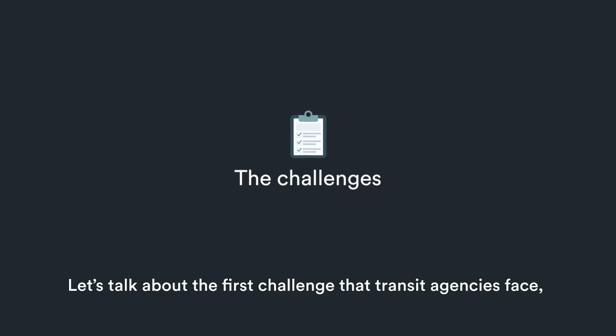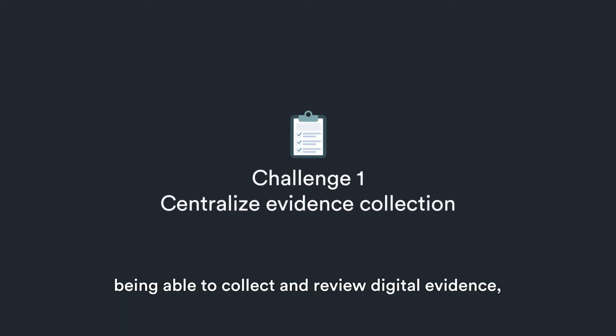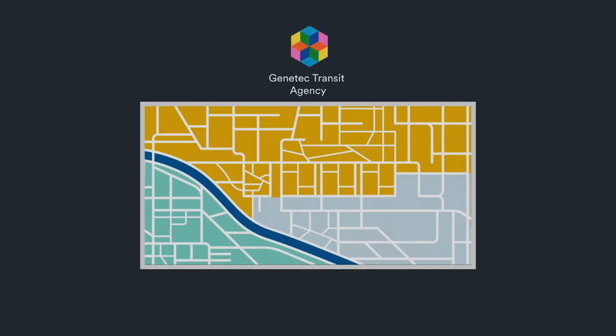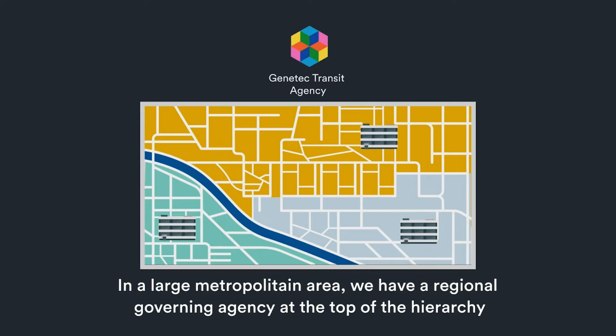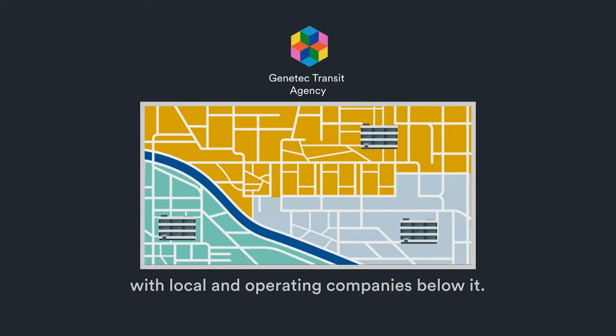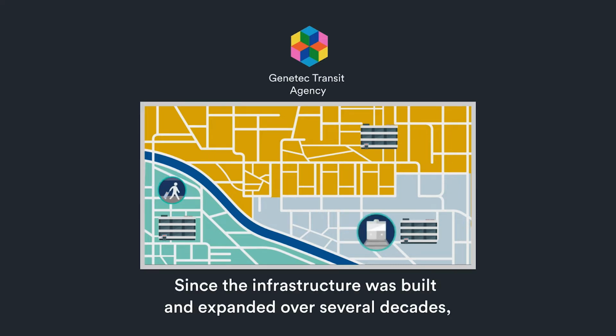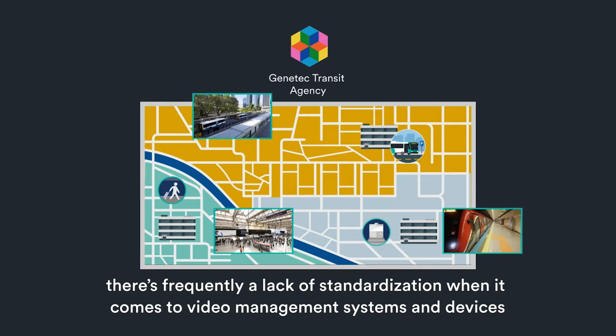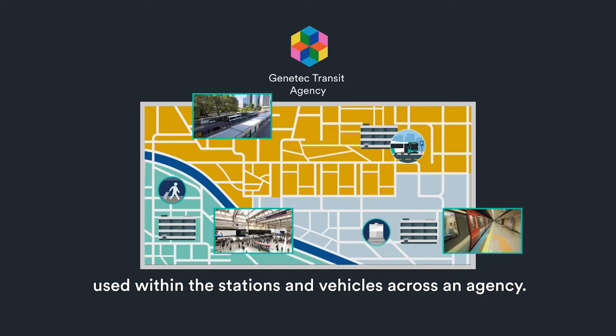Let's talk about the first challenge that transit agencies face, being able to collect and review digital evidence, whether it's been recorded on the security system spread across an organization's network or from third parties. In a large metropolitan area, we have a regional governing agency at the top of the hierarchy with local and operating companies below it. Since the infrastructure was built and expanded over several decades, there's frequently a lack of standardization when it comes to video management systems and devices used within the stations and vehicles across an agency.